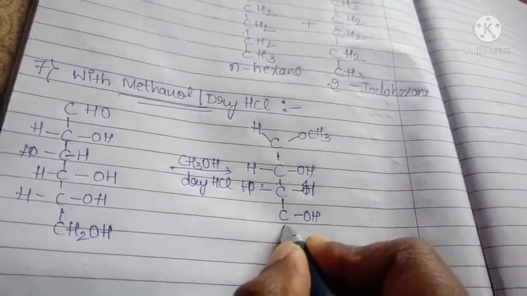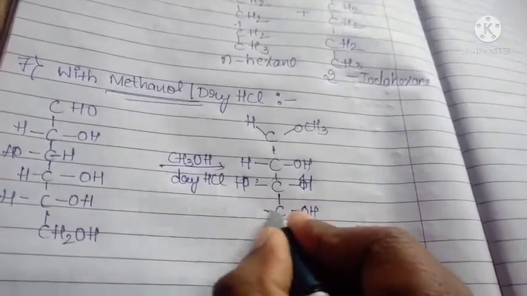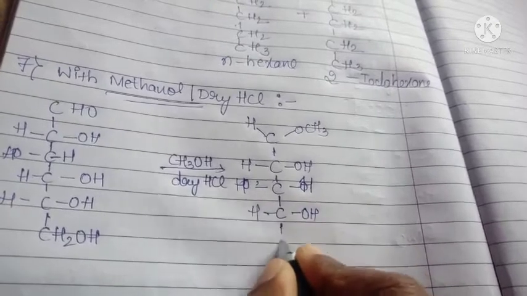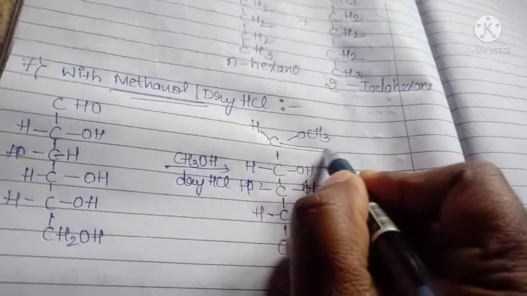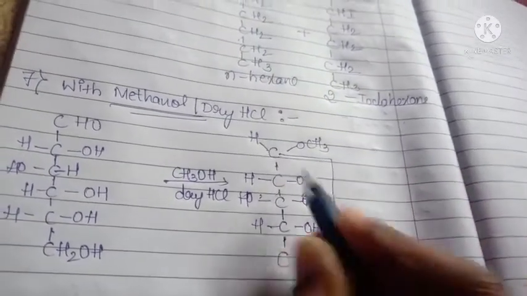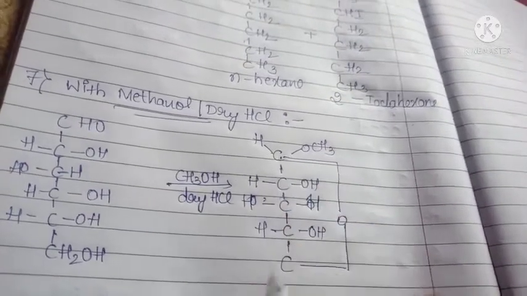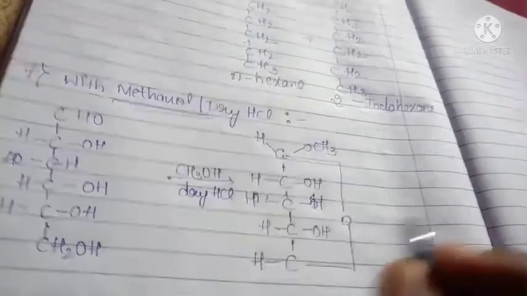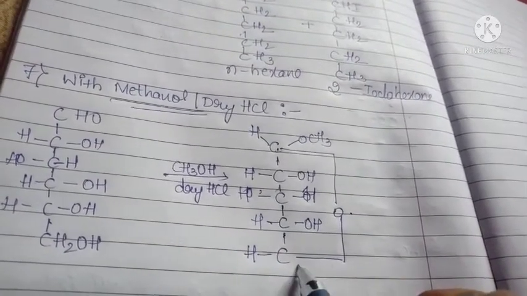COH. Here, in the fifth carbon atom, the oxygen atom is bonded with the first carbon atom. Okay, here you have to see, this is the oxygen atom, fifth carbon atom.